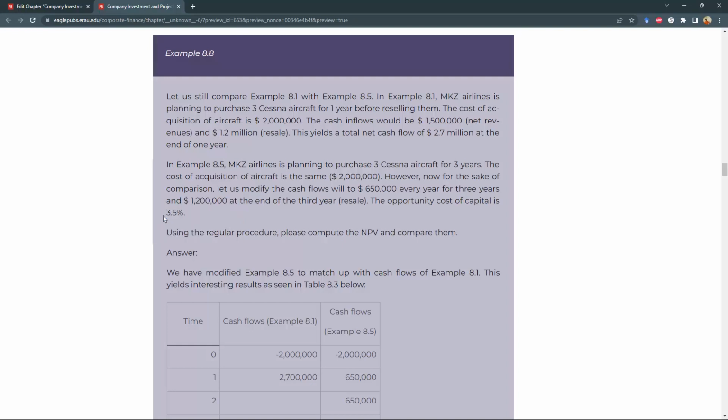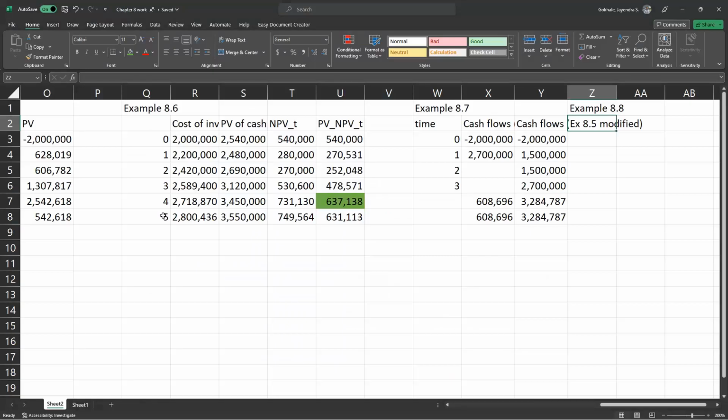So for the sake of, again, academic reference, we'll bring example 8.7 again. So this is what happened in 8.7. We had this initial cash flow of $2 million and then one cash flow of $2.7 million, which is inflow. So we found out the net present value at 3.5% as $608,696. Now when we increased the life of the project, so we kept getting the same inflow of 1.5 and 1.5 plus $1.2 million respectively, our NPV had gone up.